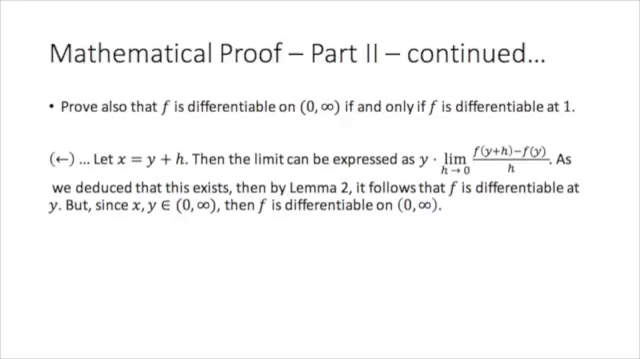So then if we let x equal y plus h, that is, the distance between y and x is h, then the limit can be expressed as y times the limit of f of y plus h minus f of y over h as h approaches 0. But as we deduce that this exists, then by lemma 2, it follows that f is differentiable at y. Since y belongs to the open interval from 0 to infinity, this means f is differentiable on the whole interval. That brings us to the last part of this problem.